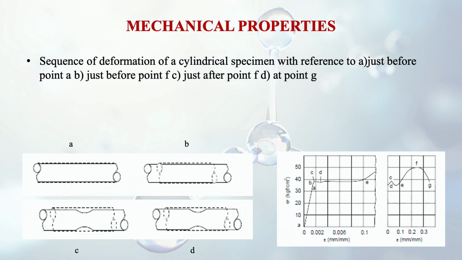So here again, how this necking and all is taking place is given in this figure. The sequence of deformation of a cylindrical specimen with reference to different points, just before point A, just before point F, and then just after point F and at point G. So this is how the material is changing its shape while it is being subjected to the load.